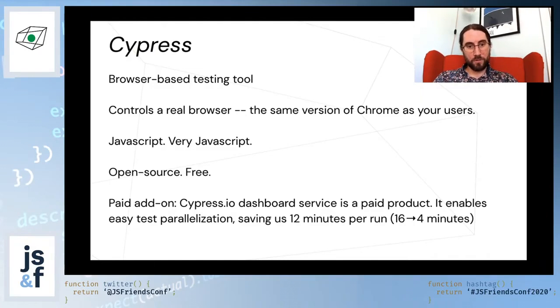It's open source and free. There is a paid add-on, the Cypress.io dashboard service. It has a lot of good reasons to use it. It enables test parallelization, and that saved us about 12 minutes per test run at Lightstep, from 16 to 4 minutes. They also added some analytics for most commonly failing test cases and longest test cases and stuff.